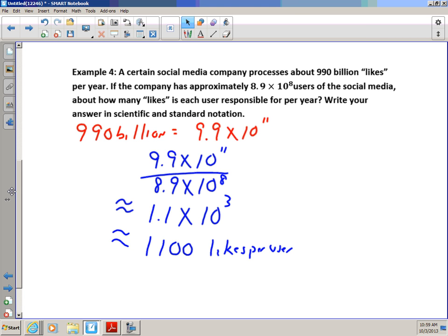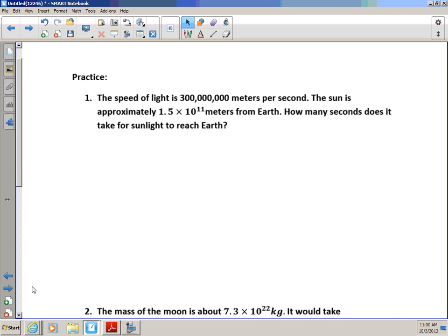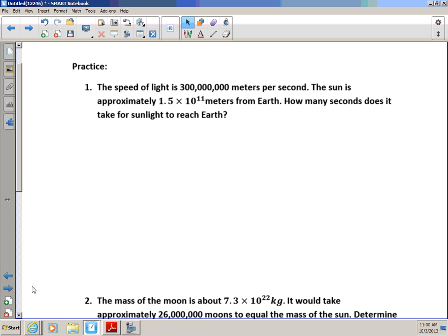Now, the next 2 problems. If you read practice problem number 1, and as I switch to it, give me 1 second. It says the speed of light is 300 million meters per second, and the distance from the sun to the earth is 1.5 times 10 to the 11th meters. How many seconds does it take for the sunlight to reach Earth?